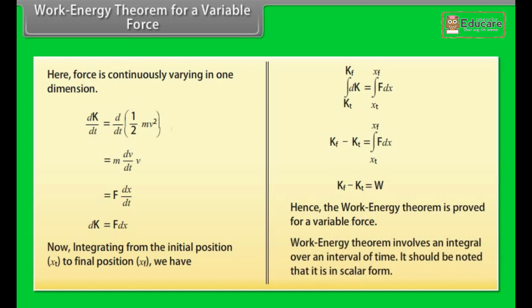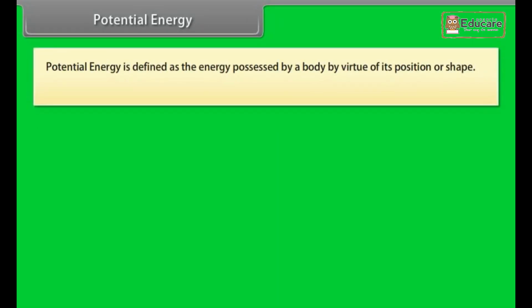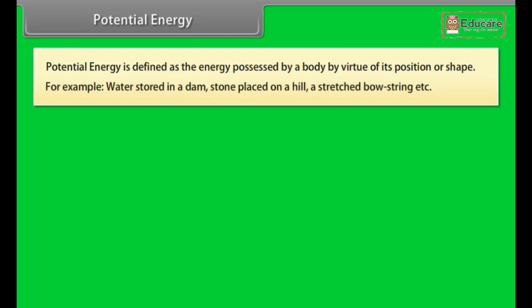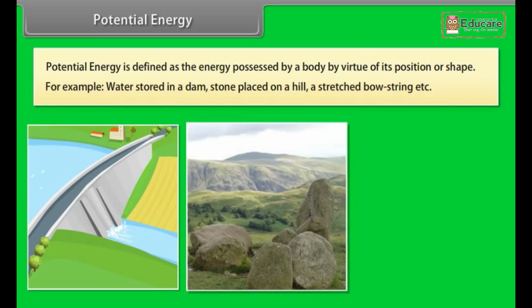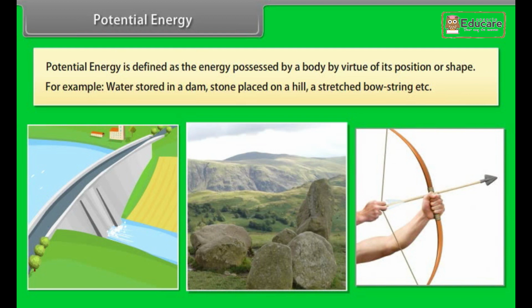Work energy theorem involves an integral over an interval of time. It should be noted that it is in scalar form. Potential energy. Potential energy is defined as the energy possessed by a body by virtue of its position or shape. For example, water stored in a dam, a stone placed on a hill, a stretched bowstring, etc.